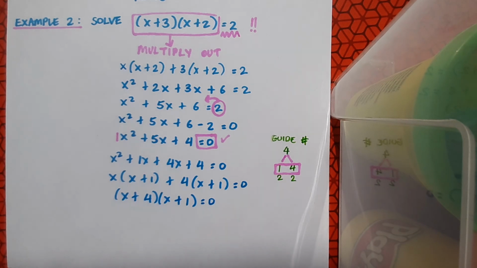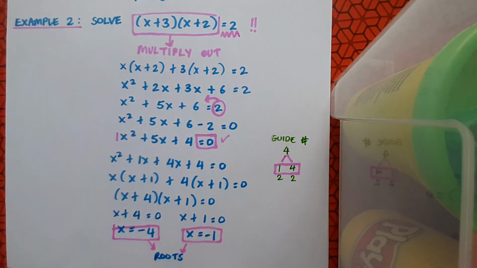And my final line of factorisation is x plus 4 by x plus 1 equals 0. Then, as usual, I'll let each of my factors equal to 0. And so my solutions are x equals minus 4 and x equals minus 1. These are the roots of my quadratic.